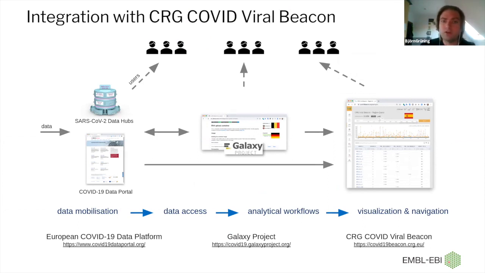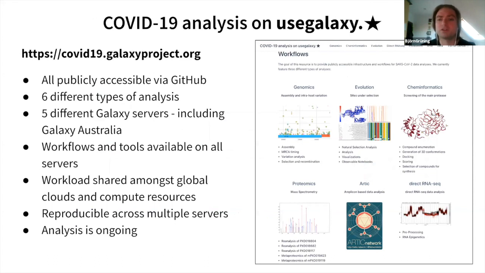As usual, you can read everything on GitHub. There's this website where we get all the information and all the workflows for you to consume. You can deploy that on your local Galaxy server or national Galaxy server, or you can use one of the public Galaxy servers like the European Galaxy server, the Australian Galaxy server, or usegalaxy.org, the American Galaxy server.